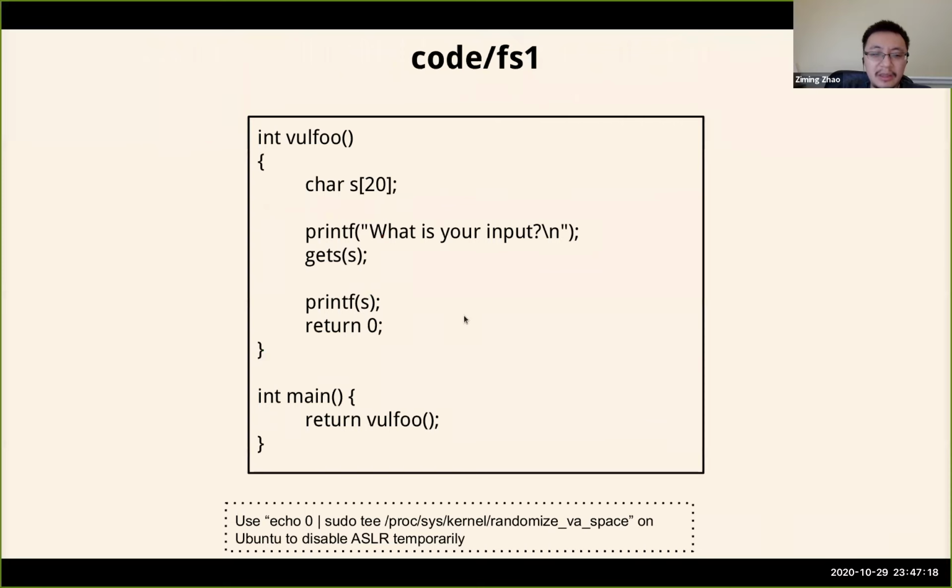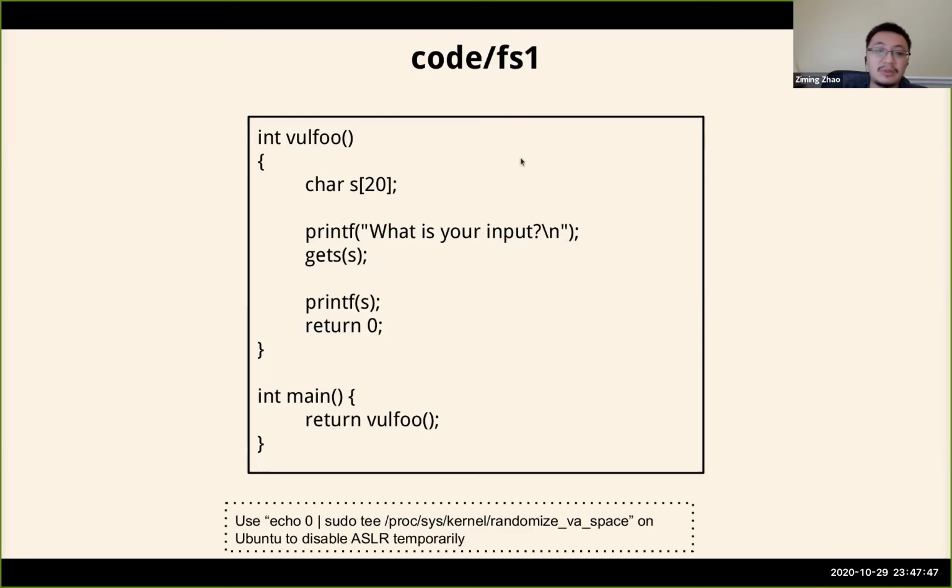Let's look at our first example today. This is a simple example. We have a vulnerable function. Let's see what kind of vulnerabilities we have here. This is the main function. It will call the vulnerable function. We have a global variable s, and the function will print out what's your input. Then you will get your input.